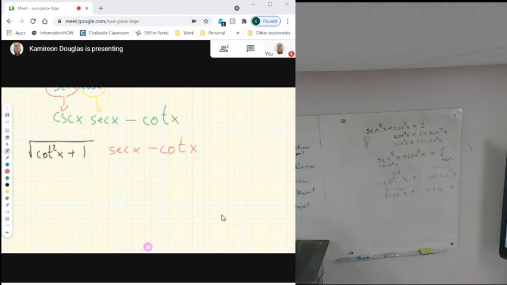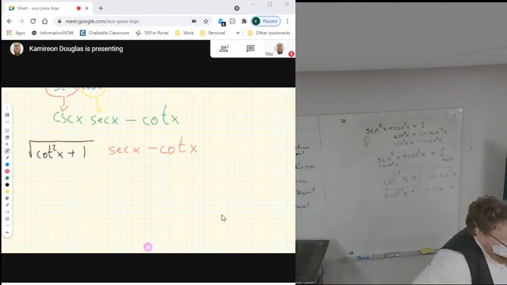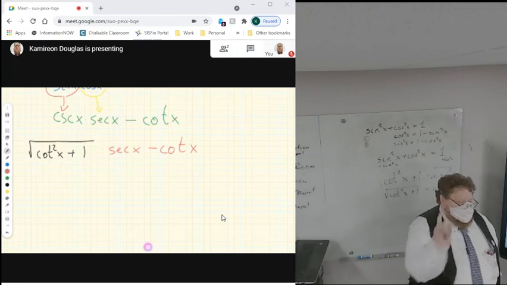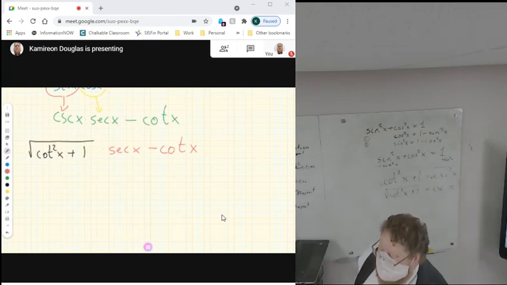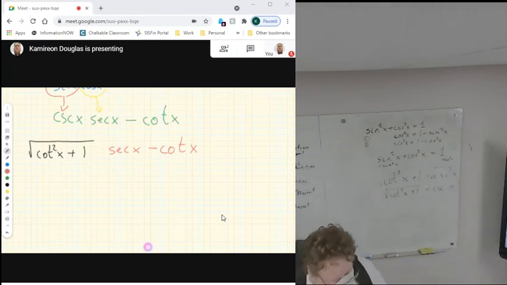I got the secant floating around. It's an issue. I don't want secant. I want everything with cotangents. And if I look at that cheat sheet, as Haley did just a moment ago, there is no connection between secant and cotangent.